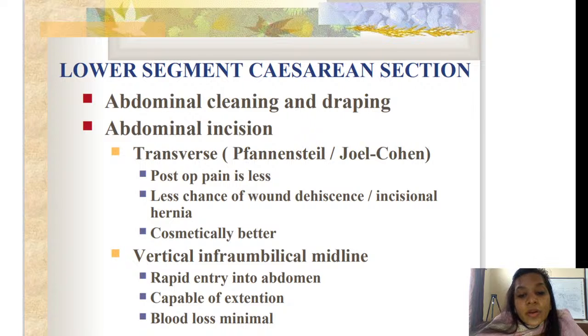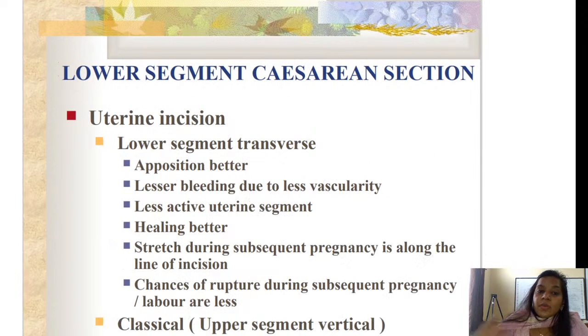Second will be vertical infraumbilical midline. What are the advantages? Rapid entry into the abdomen, capable of extension, blood loss will be minimal. But we still prefer lower segment transverse incision only. And what are the advantages in the lower segment? Apposition will be better, less bleeding due to less vascularity, less active uterine segment, healing better. Scar during subsequent pregnancy is along the line of incision. Chances of rupture during subsequent pregnancy or labor are less in the lower segment transverse.